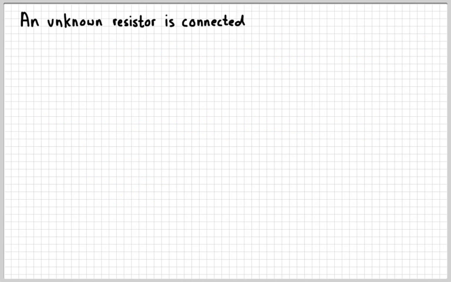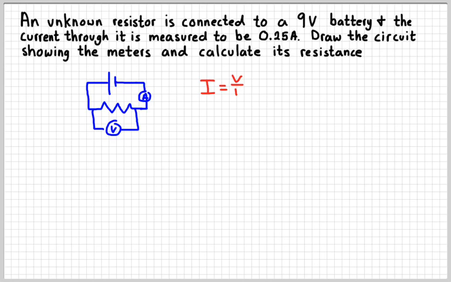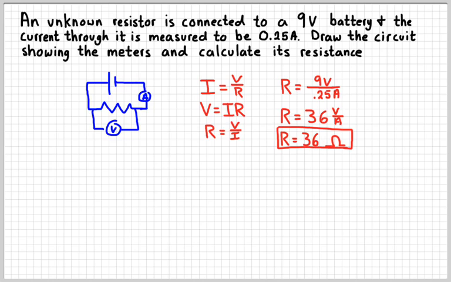So let's suppose, for a simple example, that we have an unknown resistor connected to a 9-volt battery, and we measure the current through it to be 0.25 amperes. Well, if we draw a circuit, it would look like that. If we included the ammeter, it would need to go in the same loop as the resistor, and the voltmeter would go across the resistor like that. So it asks us to calculate its resistance. We take Ohm's law and then solve for R, which is voltage over current, and then substituting in numbers, we would get 36 volts per ampere, which is 36 ohms.